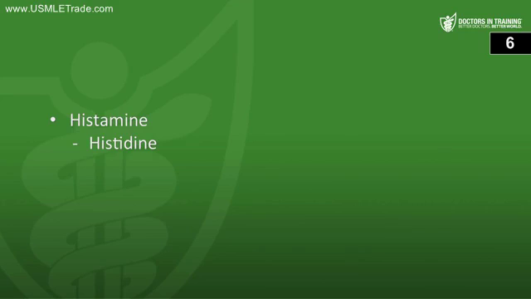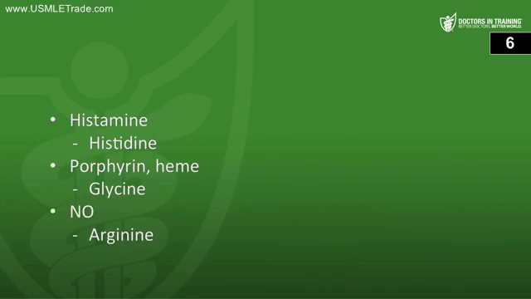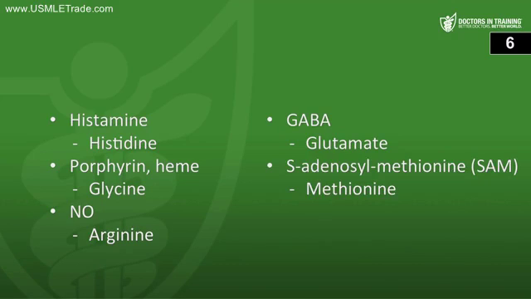Next, what amino acid is a precursor for the following molecules? This is the tough stuff. So first we have histamine. Remember, the precursor is histidine. Next we have porphyrin and heme. So remember, the precursor there is glycine. Nitric oxide, the precursor there is going to be arginine. The neurotransmitter GABA, so the precursor there is glutamate. S-adenosyl methionine, the precursor there is just plain methionine. And the precursor for creatine is arginine.